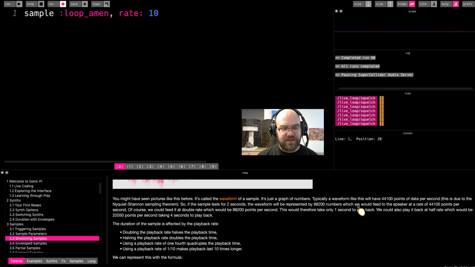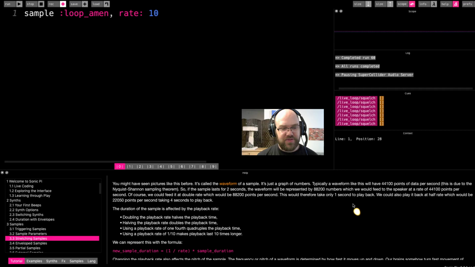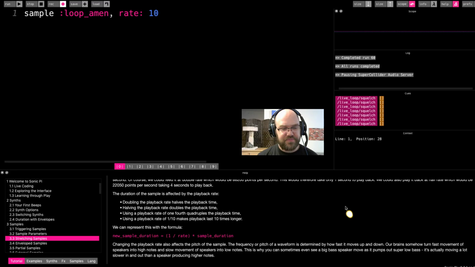Using a playback rate of 1/4 quadruples the playback time, and using a playback rate of 1/10 makes the playback last 10 times longer. So it's a divide and multiply, or multiply and divide thing. We can represent this with the formula: new sample duration equals 1 divided by the rate times the sample duration.